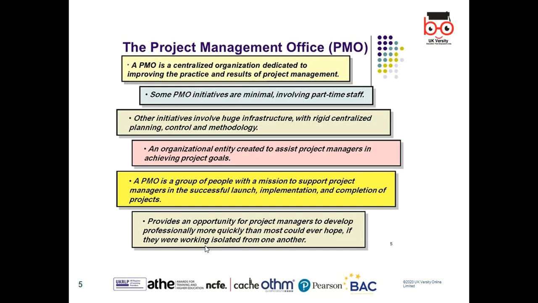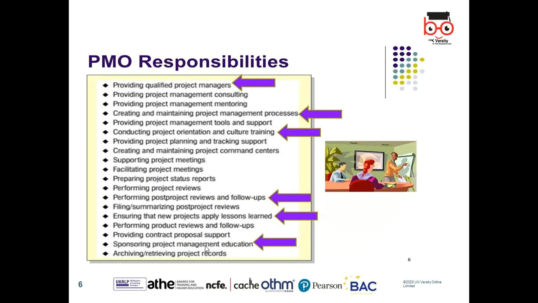Okay, what is the end result? What are the objectives of the project which are supposed to be achieved? The PMO is to help us achieve them. The PMO is a group of people with the mission to support project managers in the successful launching, implementing, and completion of the project. It provides an opportunity for project managers to develop professionally more quickly than most could ever hope if they were working isolated from one another. So that's why it's centralized and we work as a team.